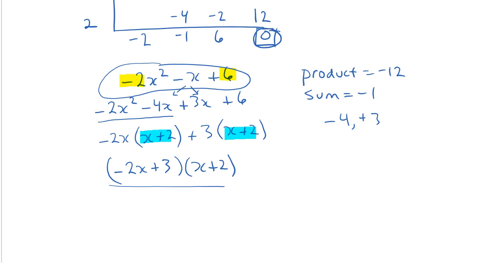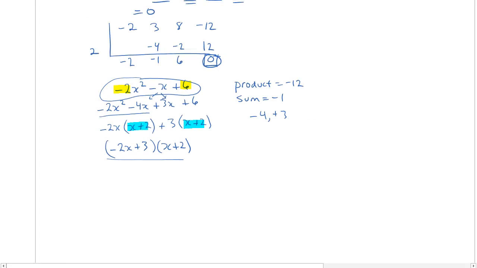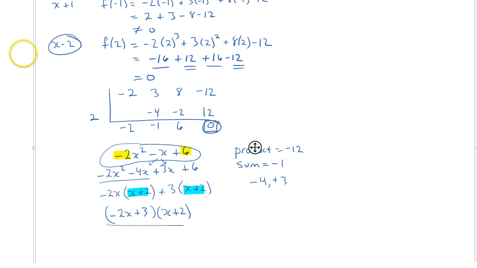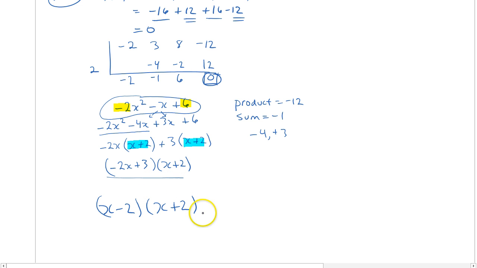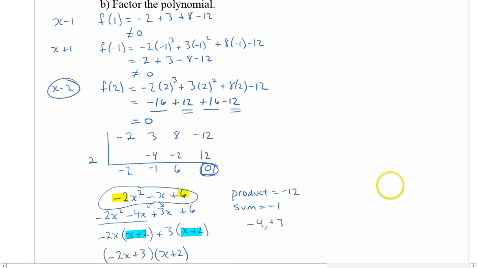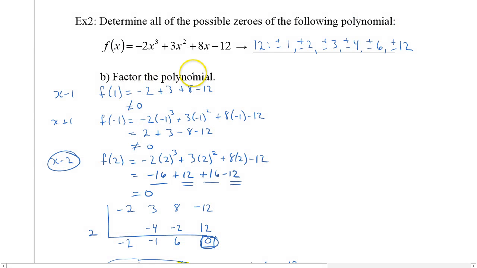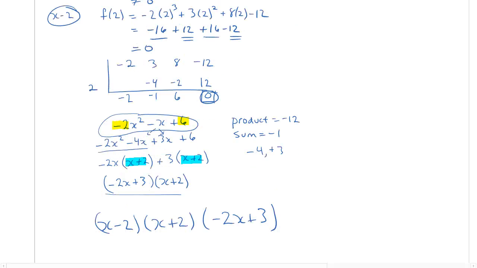So it's time to answer the big question here. And please don't forget we still have that x minus 2. So when we say what the answer is, it is x minus 2 times these ones. I'll put the x plus 2 afterwards, and then the minus 2x plus 3. Okay, so now let's just make sure we're answering the right question. It says factor the polynomial, but they want us to determine the possible zeros, right? So what are the possible zeros here?